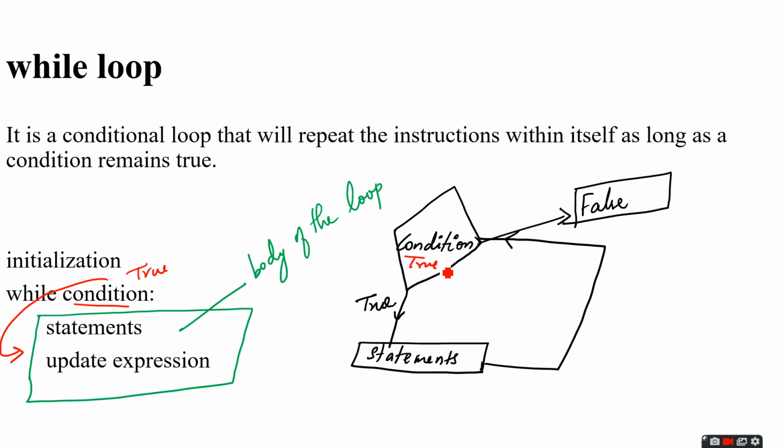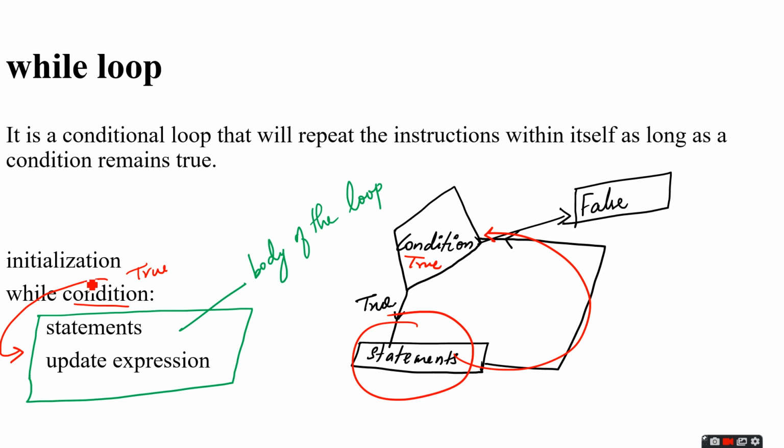Here is a condition. If the result of the condition is true, these statements get executed. Again, it will go back to the condition and the statements get executed. Once the condition becomes false, it will come out of the loop. That is the while loop.